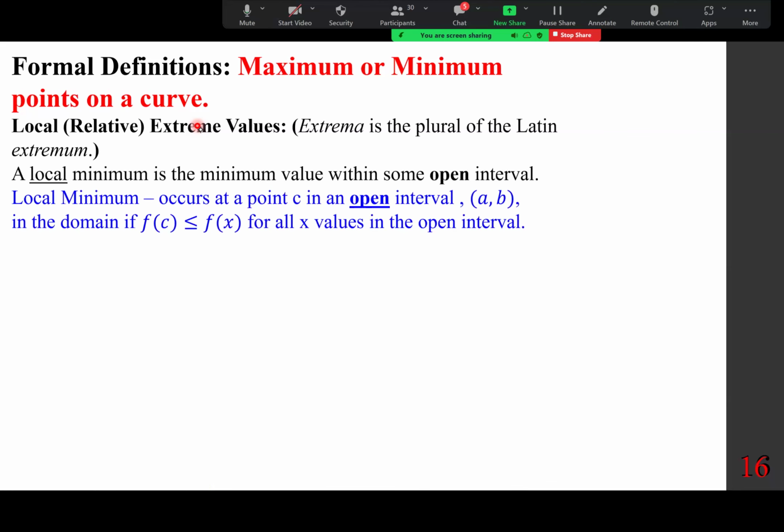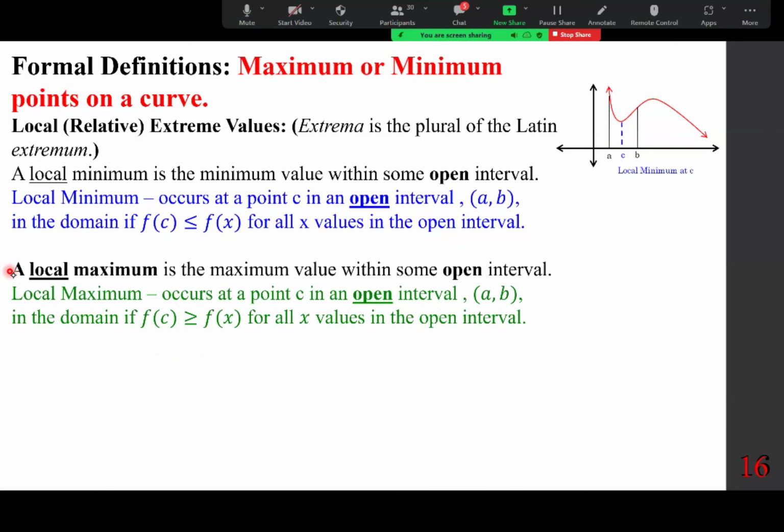Seth, if you could start reading for us here, please. Local relative extreme values. Extrema is the plural of Latin extremum. A local minimum is the minimum value within some open interval. A local minimum occurs at a point c in an open interval (a, b) in the domain of f if f of c is less than f of x for all x values in the open interval. Excellent. So as you can see, this is a local min. This is a local max.